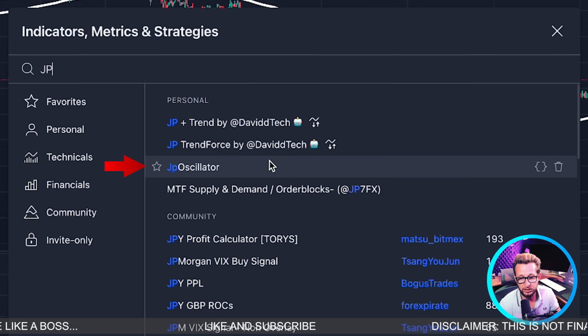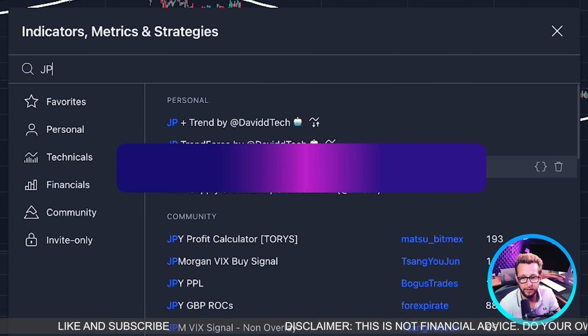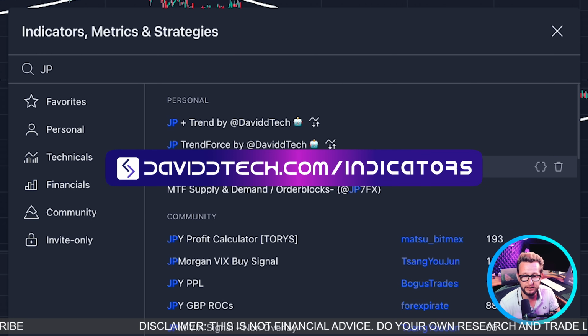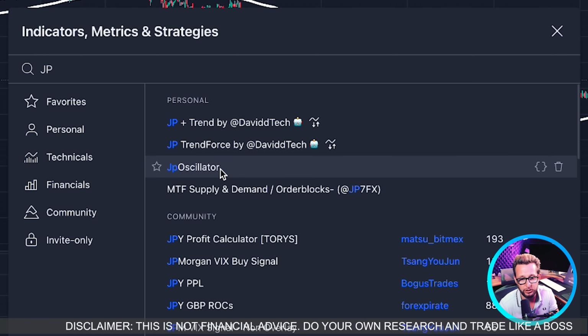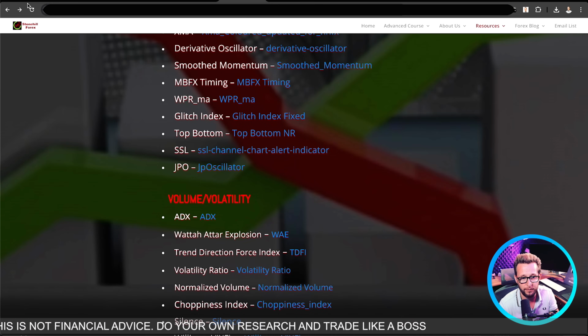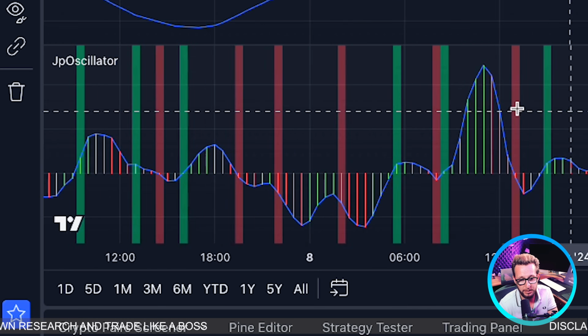I'm the only one that's actually made this indicator so far on TradingView, so you will be able to find it very, very easily, like I said, by going to davidtech.com/indicators, and you'll be able to find that and add it for free of charge. This indicator here was inspired by the MT4 version off of the Stonehill Forex website, which they just added. So we have this indicator here. This is the JP oscillator.